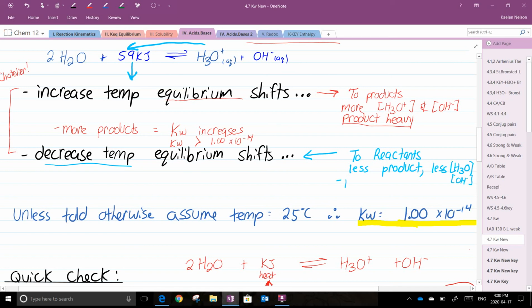And in our previous unit, we called this product light. Okay, so if you're becoming product light, what happens to your Kw? So less products, then my Kw will decrease. And it could be written as Kw is less than 1.00 times 10 to the negative 14.